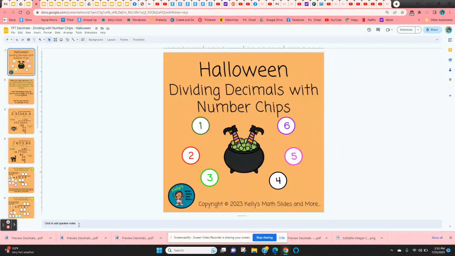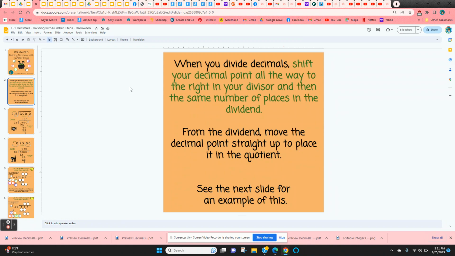Dividing decimals with number chips. This is the Halloween version. So this is a digital lesson that teaches students how to divide decimals. It starts on slide 2 with an explanation of how to move the decimal point all the way to the right in their divisor, and then the same number of places in their dividend.